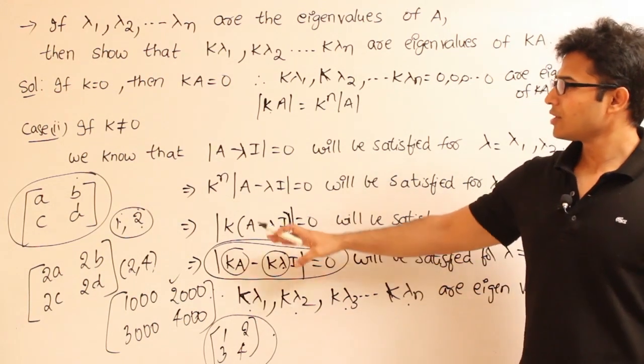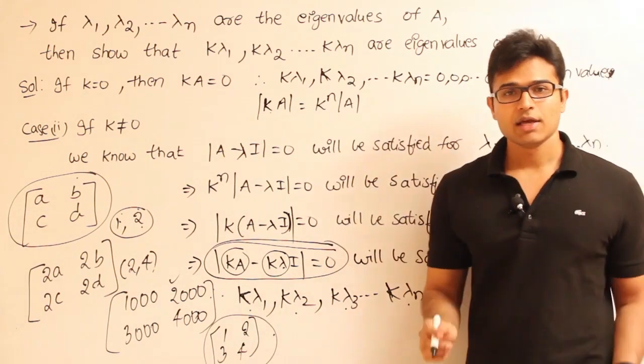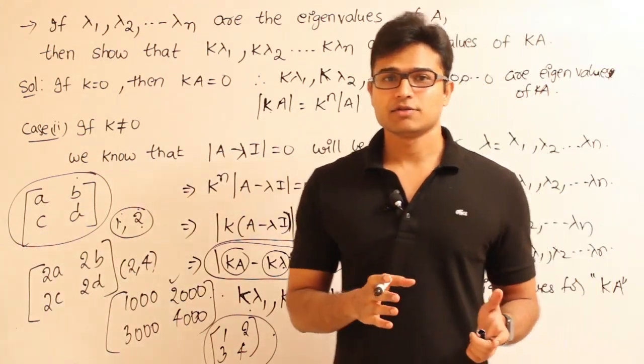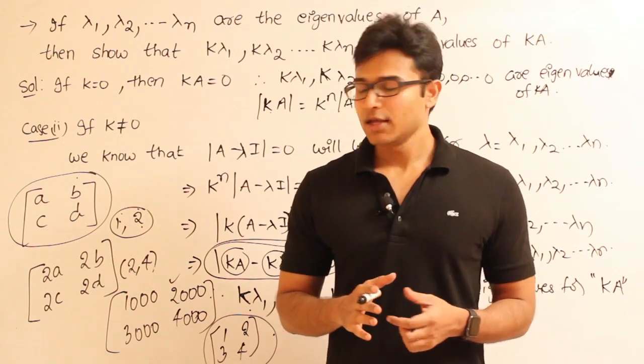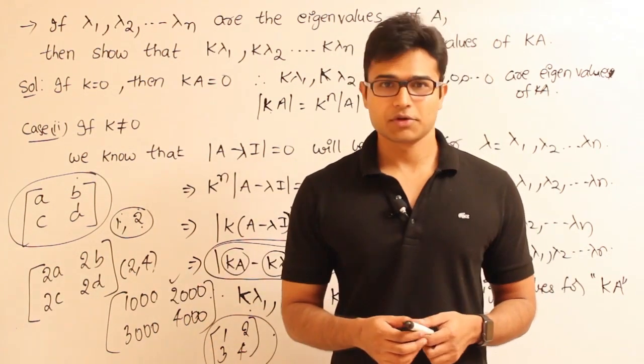So even if you are not able to remember the proof, just remember the statement. What is the statement? You can find the eigenvalues for a smaller matrix like this, and then you can scale it up to even a bigger matrix.